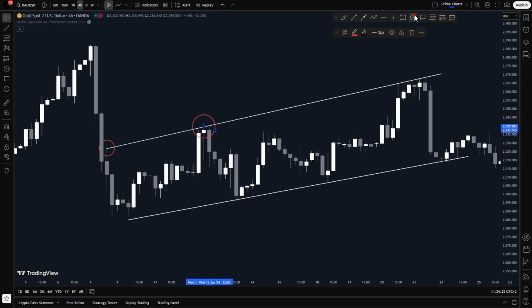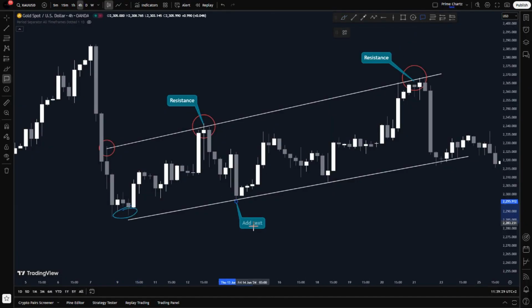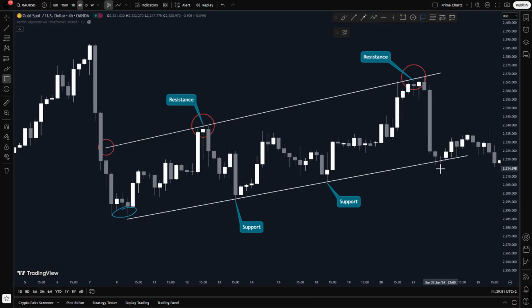Look up here at the top. Price touched the trend line 3 times, and on 2 of those touches, right here and here, it respected the trend line as resistance, pushing price back down each time. Now let's shift our focus to the bottom. Price started down here, and when it came back to retest the lower trend line, boom, it acted as support, sending price right back up. So in short, trend lines aren't just lines, they're zones where the market reacts. And once you learn how to spot those reactions, that's when the magic happens.